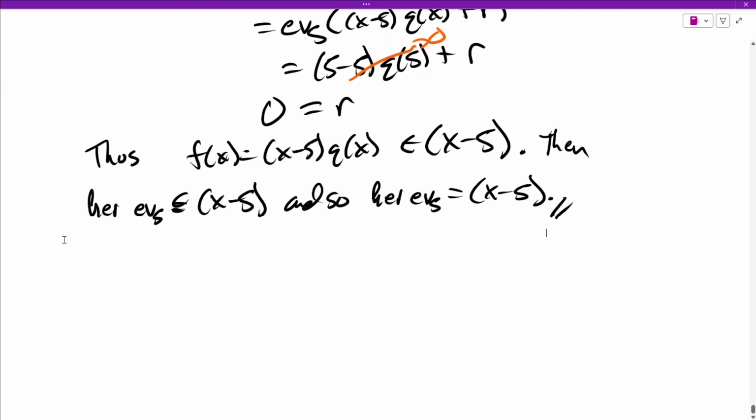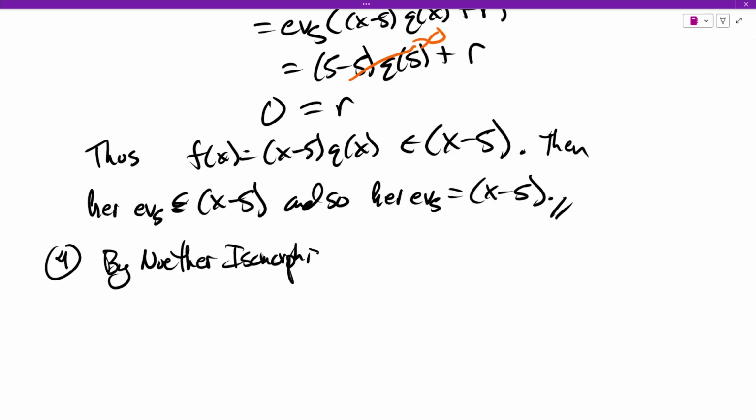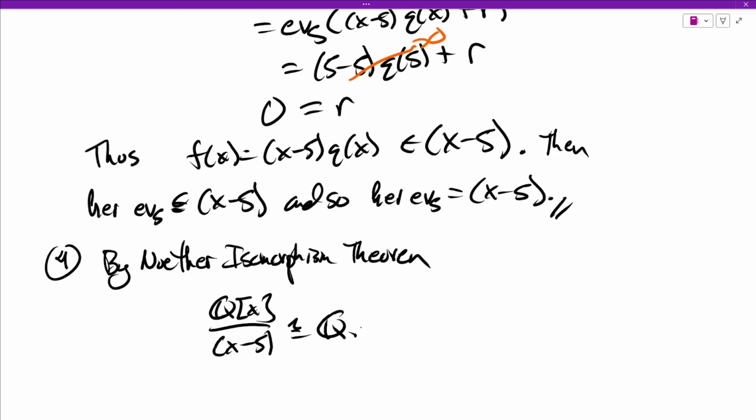And so we can conclude then, by the Noether isomorphism theorem, we can identify this guy, and we find that Q adjoin x mod x minus 5 is exactly Q, the codomain here, which happens to be the range. Great.